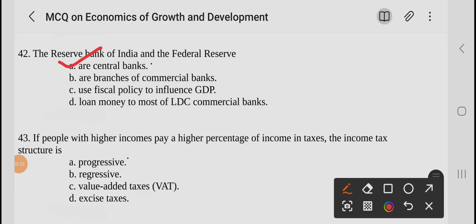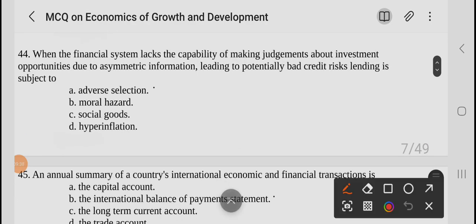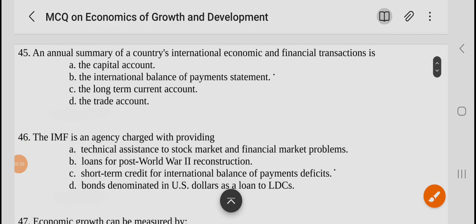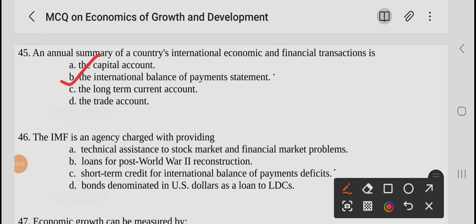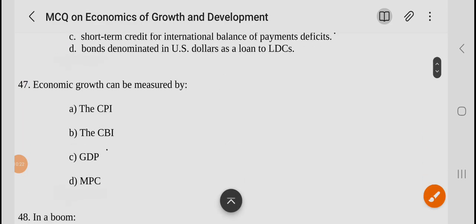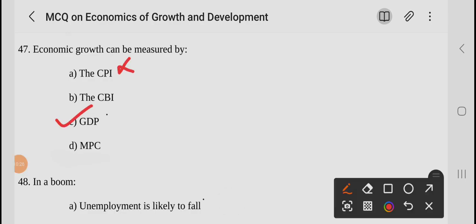If people with higher incomes pay a higher percentage of income in taxes, the income tax structure is progressive. India follows progressive tax system. Next one. When the financial system lacks the capability of making judgments about investing opportunities due to asymmetric information, leading to potentially bad credit risk, lending is subject to adverse selection. Next one. An annual summary of a country's international economic and financial transactions is the international balance of payment statement. B is the right one. Next one. The IMF is an agency charged with providing short term credit for international balance of payment deficits. Economic growth can be measured by GDP, not CPI, not CBI, not MPC.